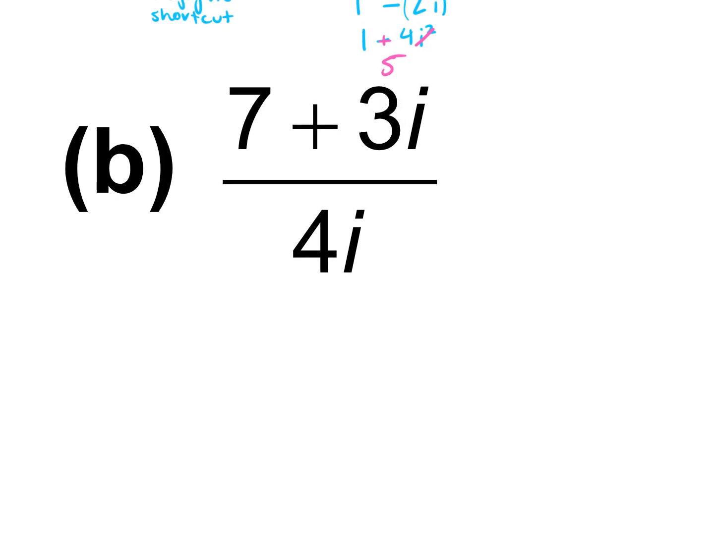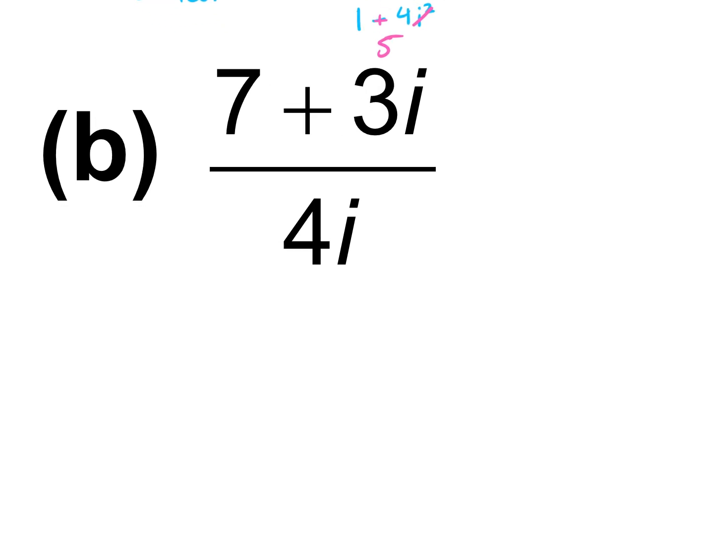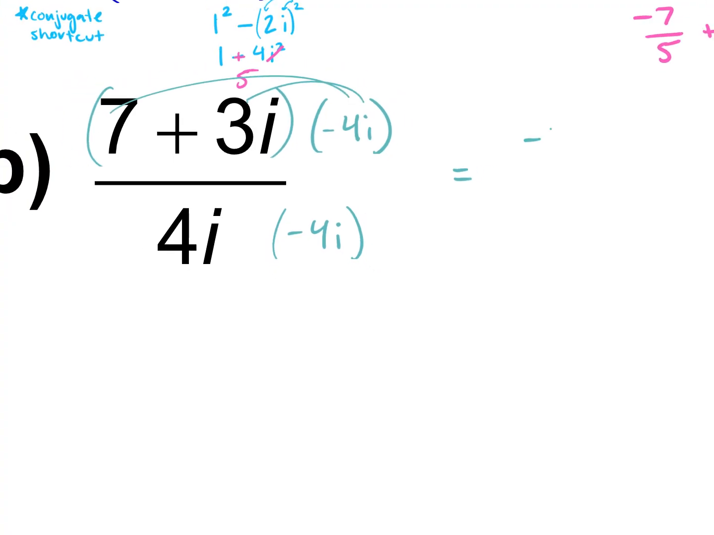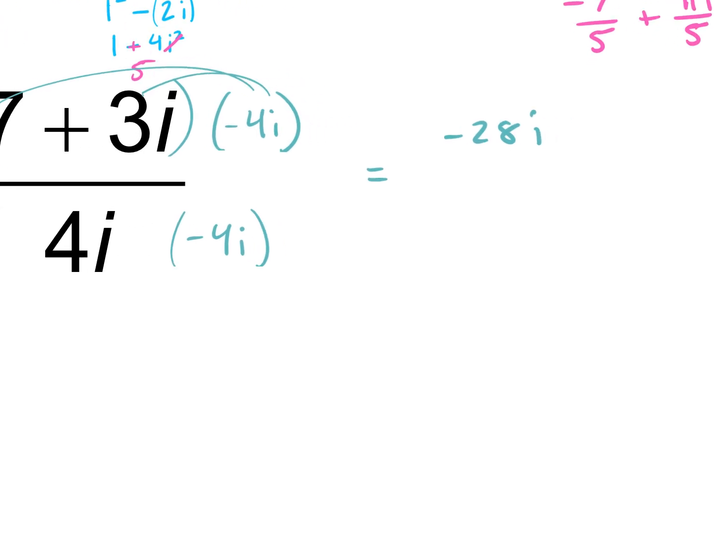So what's the conjugate of 4i? Perfect, negative 4i. So if I multiply the bottom by negative 4i, I also have to multiply the top by negative 4i. So let's multiply the top first. Up top, we just have to distribute. So negative 4i times 7 would be negative 28i. And 3i times negative 4i would be negative 12i squared.